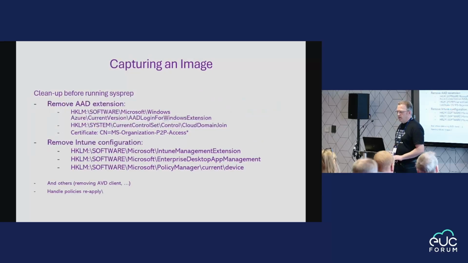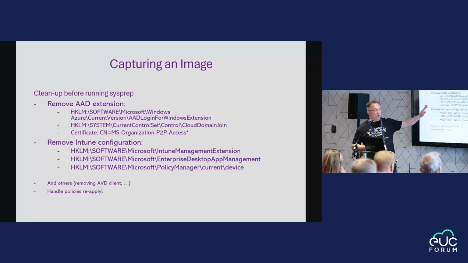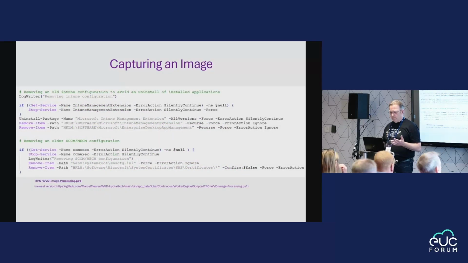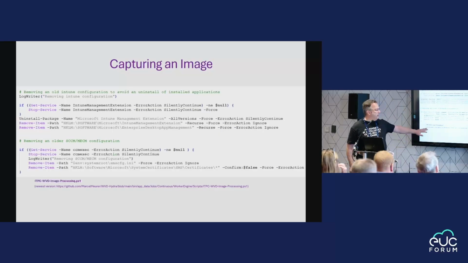More important, before you're capturing an image or running sysprep, you have to remove some parts inside of the virtual machine. Otherwise, we are not able to deploy the image as a new virtual machine to hybrid installation, to Entra ID, and even not to Intune. Here, some parts are listed which need to be removed: certificates, some settings in the registration, and I'm doing that mostly with PowerShell, and that looks like this part. And I also have a link here at the bottom.